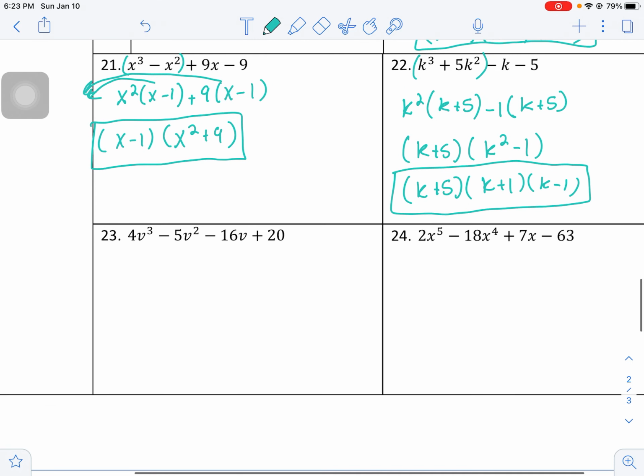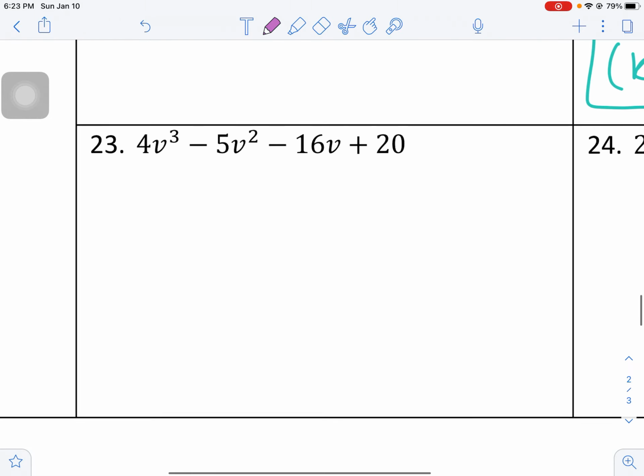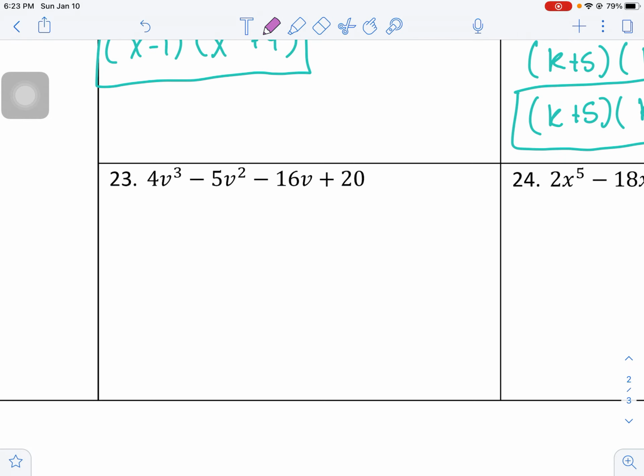Okay, you guys are doing great. I know it's a long set of notes, but these are our last two. And I just wanted to make sure to show you every example so that you could see them all.